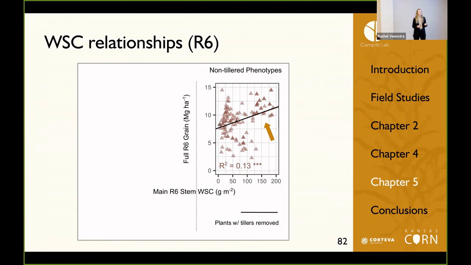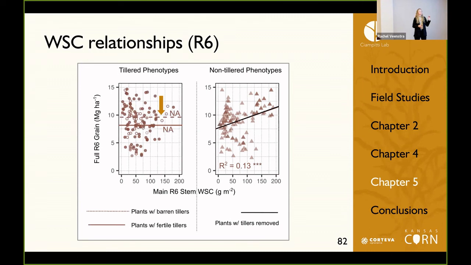But if we think about this, this was most likely tied to the amount of water-soluble carbohydrates that these plants had early in the season. They had a greater supply to begin with in this case, but it shows us that these plants are potentially sink limited, right? They have extra carbon.